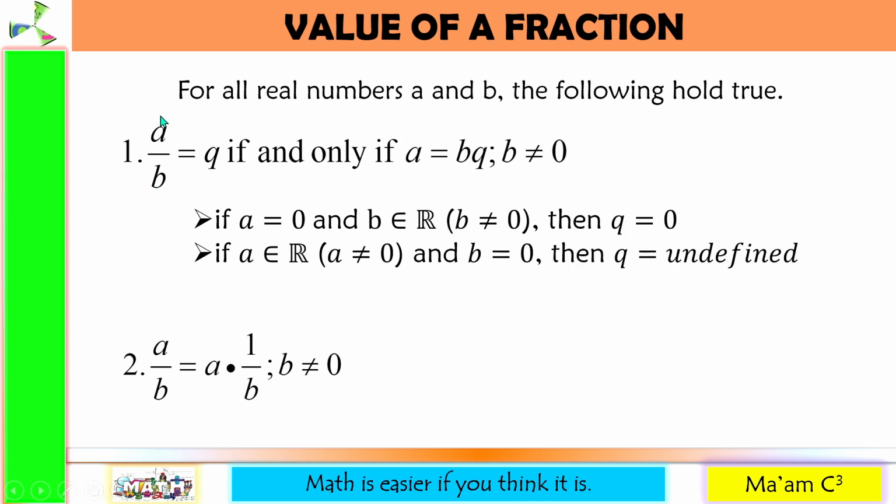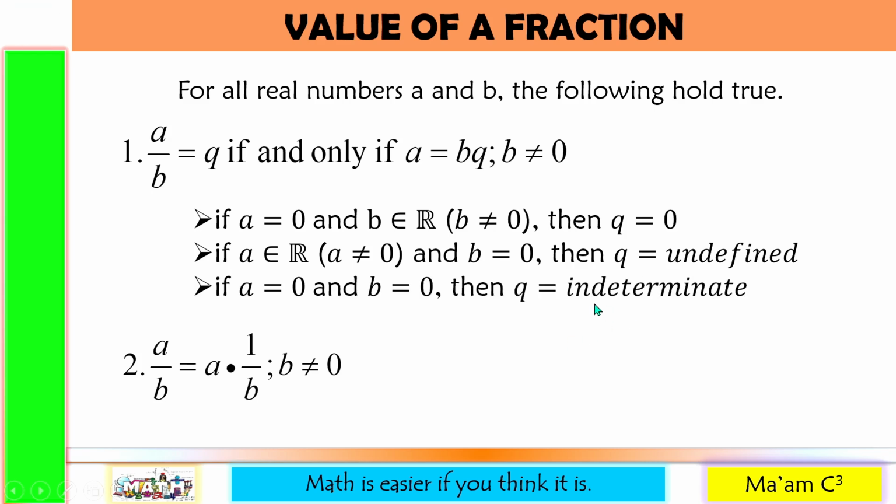Last possibility, what if both a and b are zeros? So you have 0 divided by 0. What is the value of your q then? It is indeterminate. You will learn more about this term when you reach college.